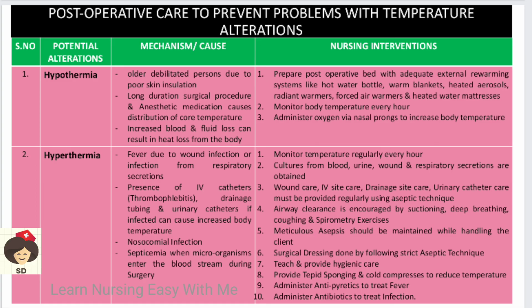Next is hypothermia. The patient will have problems in temperature balance, and in the immediate post-surgical period there will be loss of heat from the body due to blood loss. Anesthetic medicines also distribute heat away from the body. Make the post-operative bed in such a way that it is warm. You can use hot water bottles, heated aerosols, forced air warmers, or a heated water mattress. Anything should be provided to make the area warm for the person. Oxygen therapy also will increase the core body temperature.